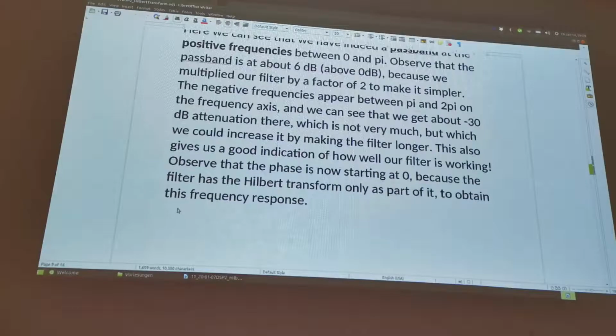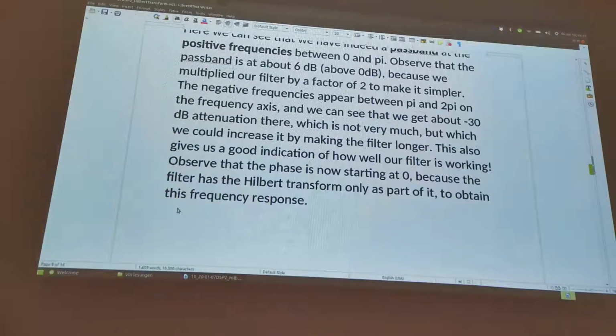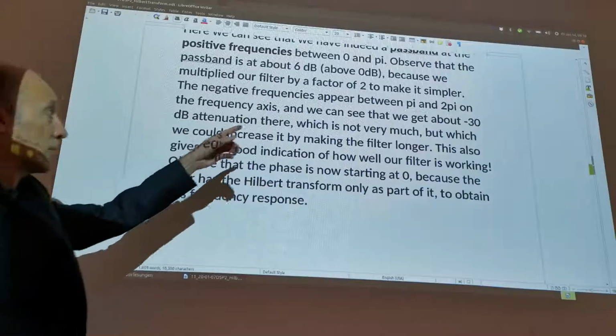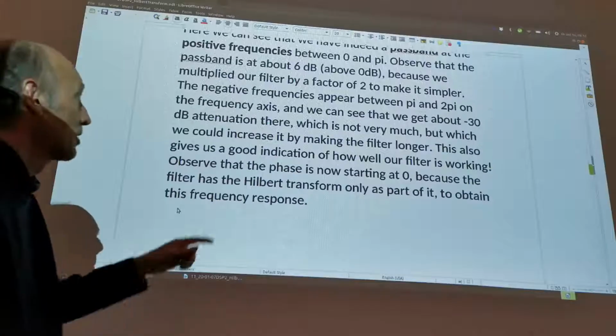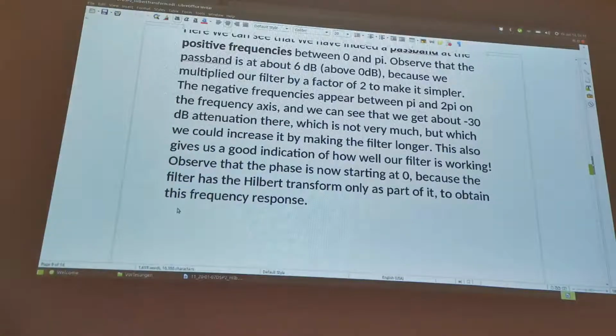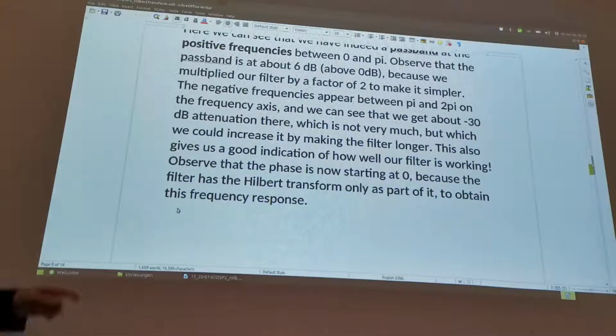So here's what I just said. We have a pass band which is about 6 dB above 0 dB because we have a factor of 2 in it, which we use to make the Hilbert transform without this factor of 2, just for convenience. And we have, as a result, about minus 30 dB attenuation, which is not very much, but this came from windowing our ideal impulse response. Remember, we had this infinitely long impulse response from minus infinity to plus infinity, and we had to window it to make it finite length. This also means that we only have a finite attenuation. So if we make it longer, we could increase this attenuation.